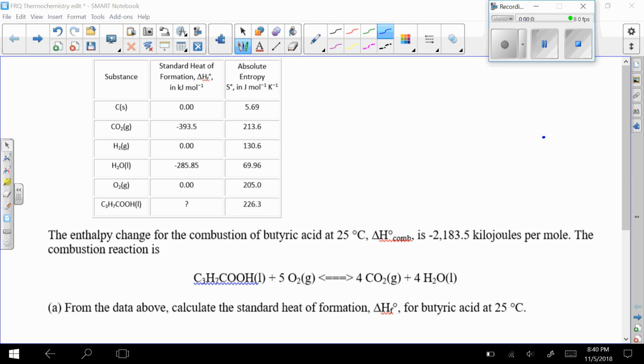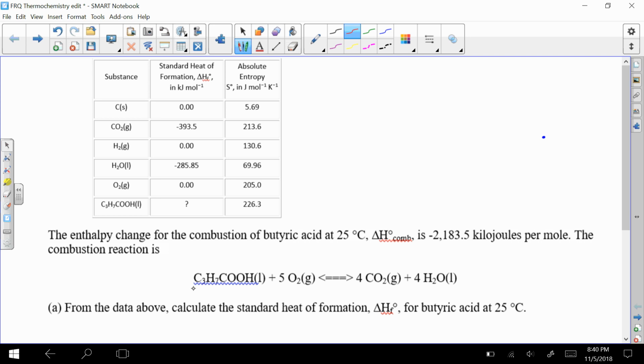This is Ms. Dahlberg. We are working on some thermochemistry free response questions. And the first question we're looking at right here is from 1984. We're given some standard heat of formation information, and we are trying to find the enthalpy change for the combustion of butyric acid. And butyric acid is this compound right here.